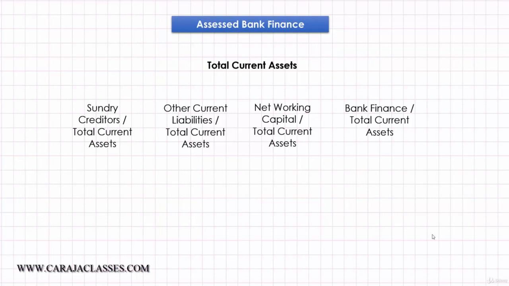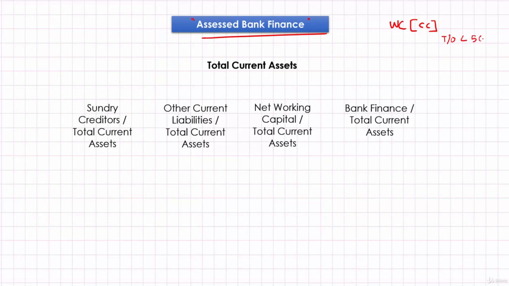Moving on to assessed bank finance. What do we mean by assessed bank finance? Here, the working capital requirement, basically the fund-based requirement, we'll call cash credit, is assessed under this method, assessed bank finance. It means we are not going for the other criteria, that is when the turnover is below 5 crore, okay, we have NAIC committee recommendations.